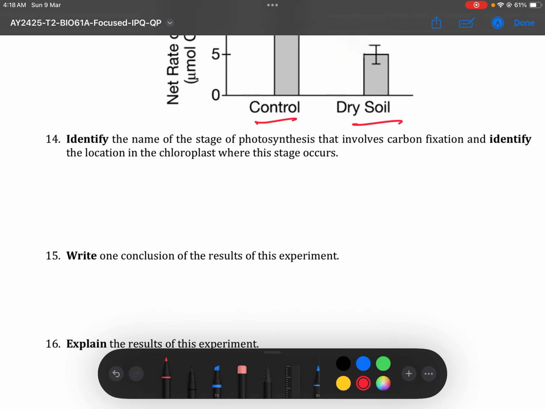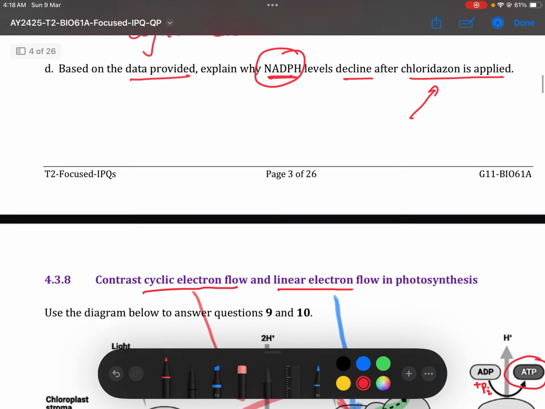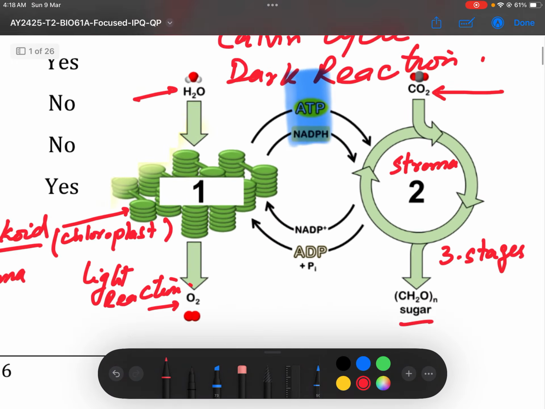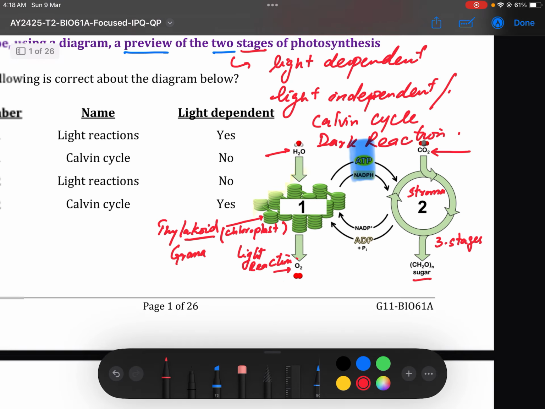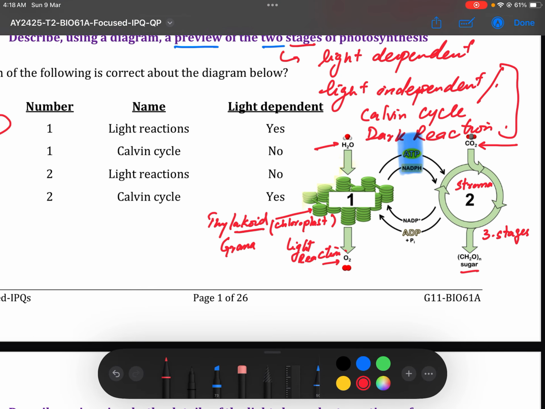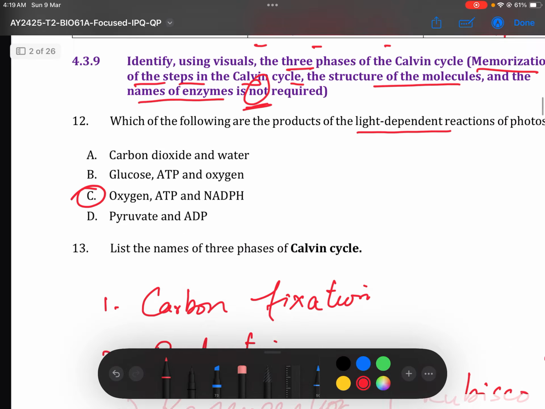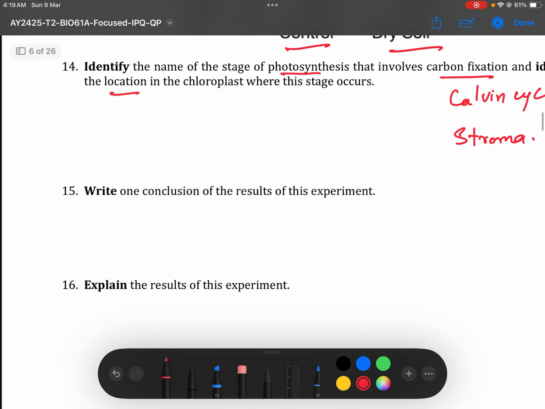Identify the name of the stage of photosynthesis that involves carbon fixation. Of course we know it's the Calvin cycle. And identify the location. We learned it already. This is in the stroma. You learned it already in this diagram. So be sure, when you are working, you should know what's going on. This is the dark reaction, as I told you, and that takes place in the stroma. So you just simply say Calvin cycle, dark reaction, and it takes place in the stroma.